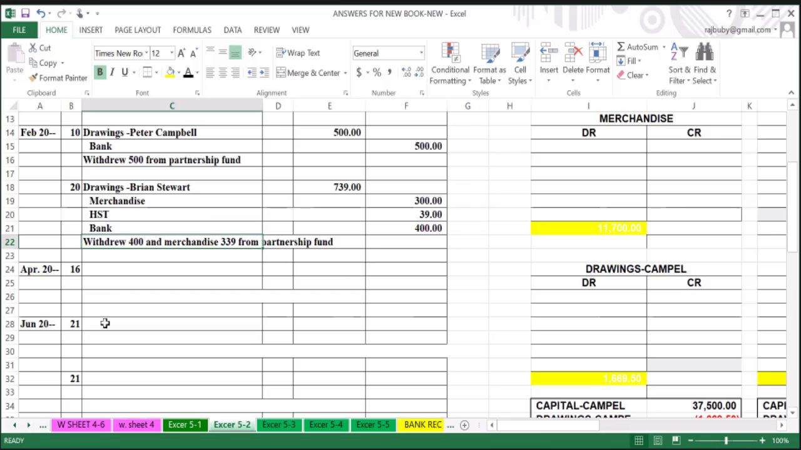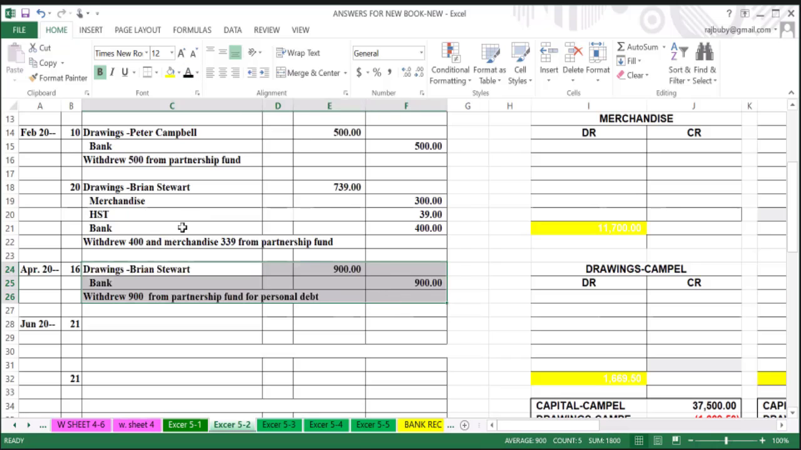Okay, April 16th. Brian Stewart used 900 of company funds to pay personal debts. Okay, the bank is credit, and we should use the personal account. It should be debit, right? Yeah, that is the drawings. Drawings is going to be debit, bank is going to be credit.